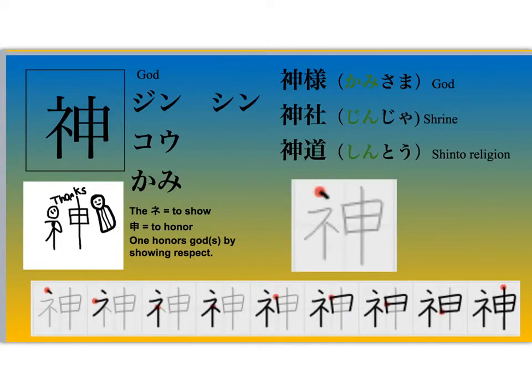This kanji means God, and it is read in the onyomi, the Chinese reading, jin or shin, or ko, and then the Japanese reading, the kunyomi, is kami, which we're probably more familiar with. But we have seen shin or jin.